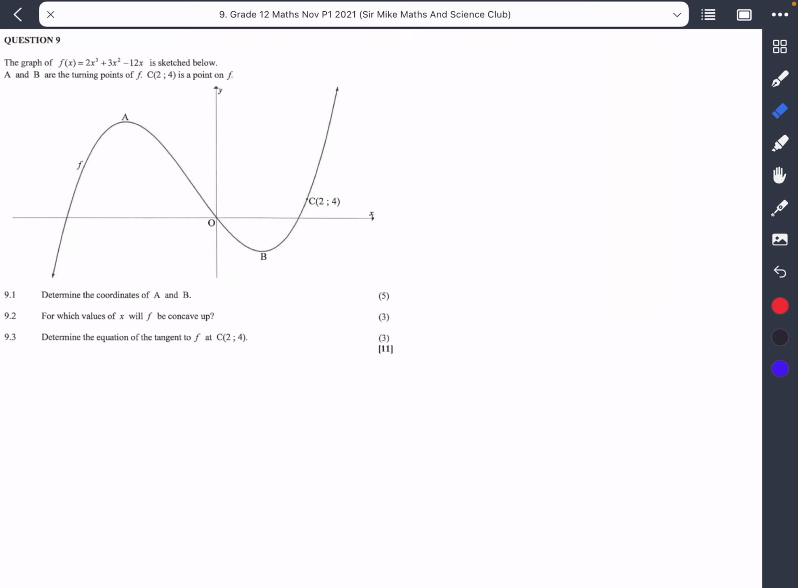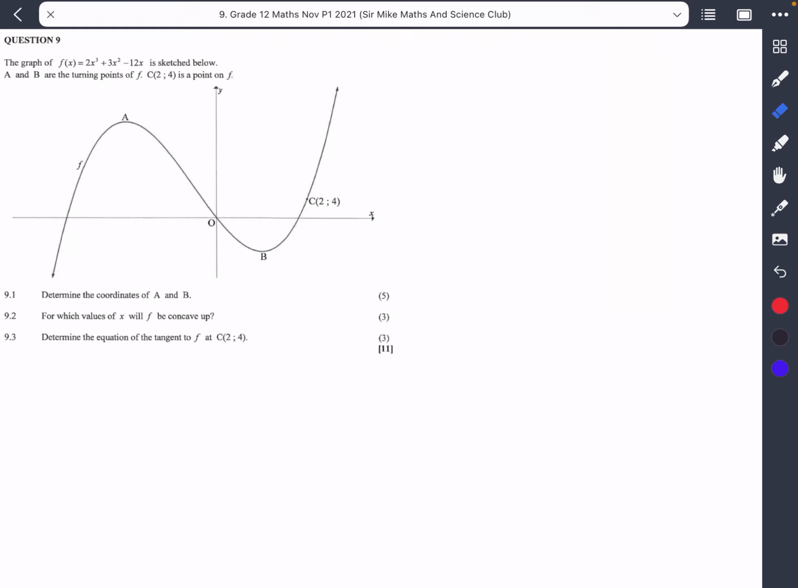In this video, we'll be looking at a question which was written in November 2021. It's a question on cubic function. They say that the graph of f(x) = 2x³ + 3x² − 12x is sketched below. A and B are the turning points of f. C (2; 4) is a point on f. For 9.1, they say determine the coordinates of A and B. Of course, they told us that A and B are the turning points of the graph.